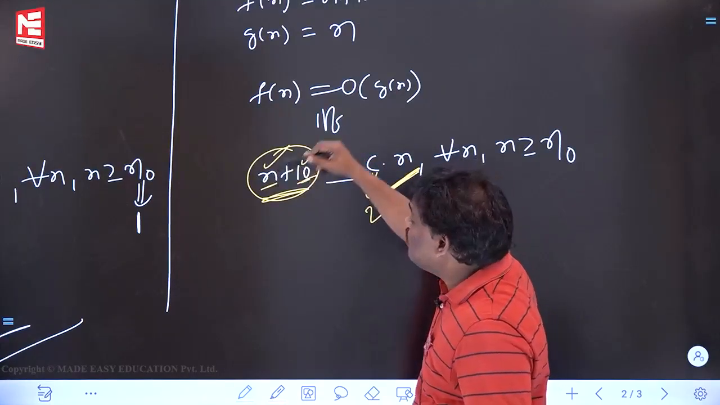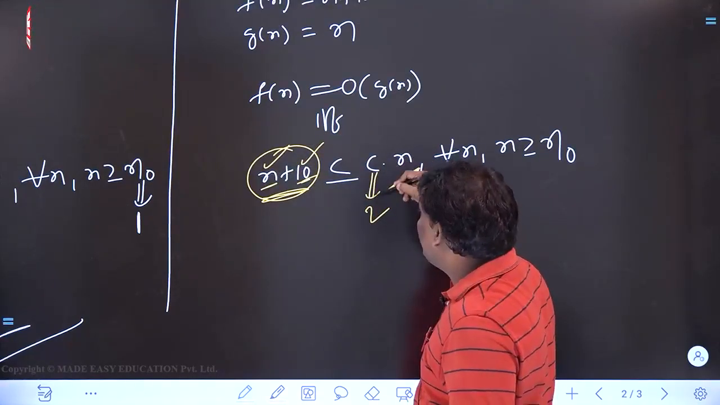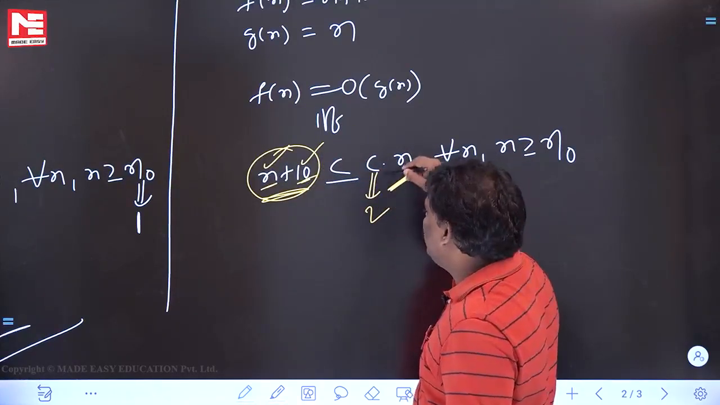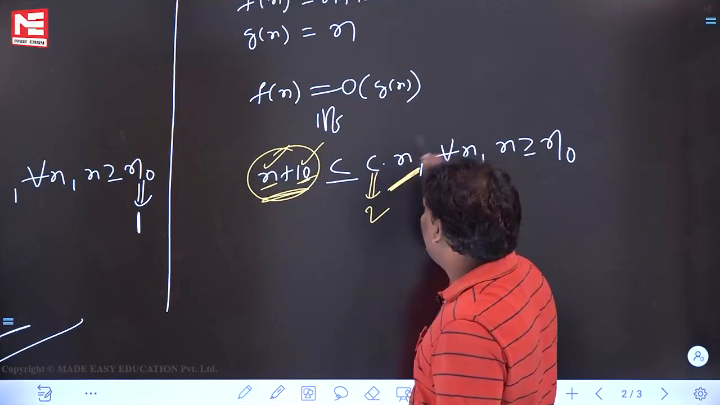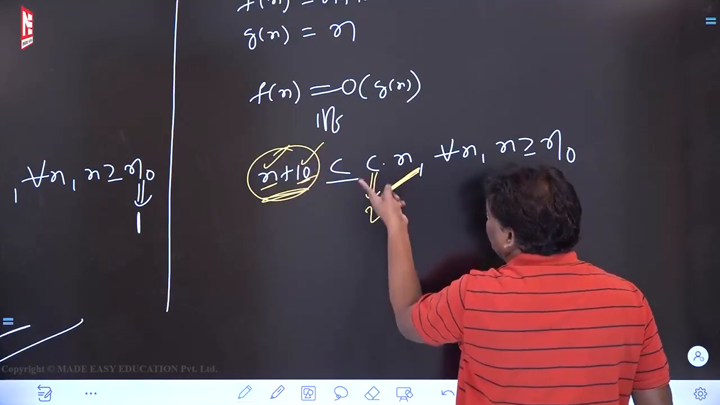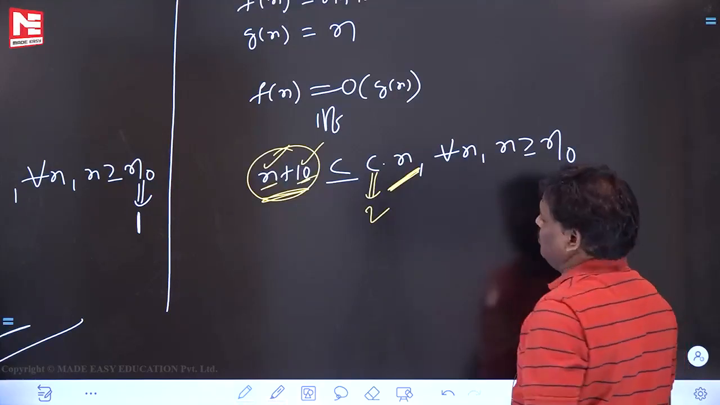Because it is already N plus something, but on the right side, if I take C value 1, it is only N. Here, if I take C value 1, only N is there. So I want to make this side bigger. I took C value 2. So it is N plus 10, and N plus N is bigger, right?